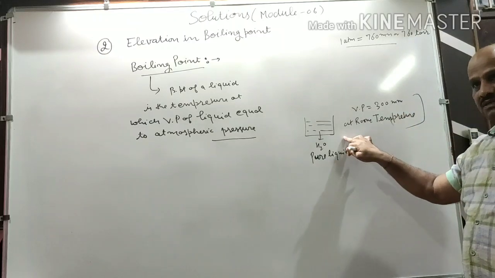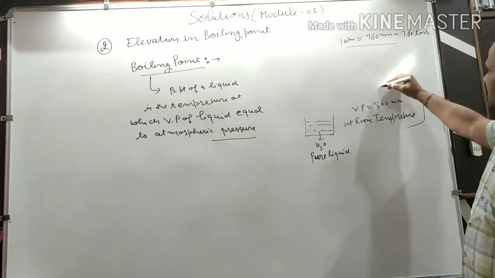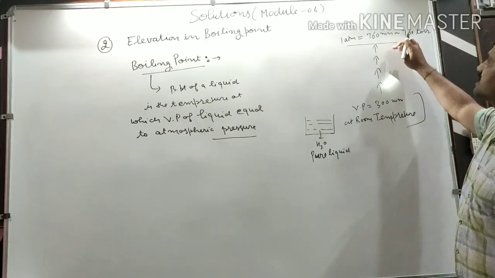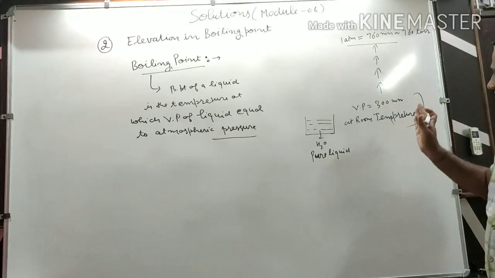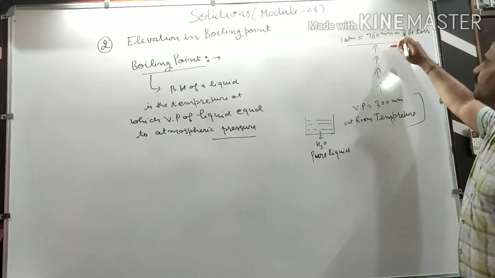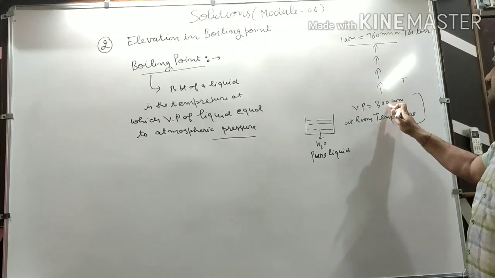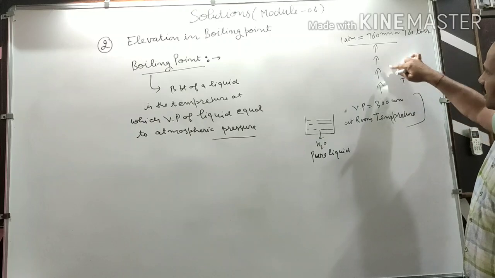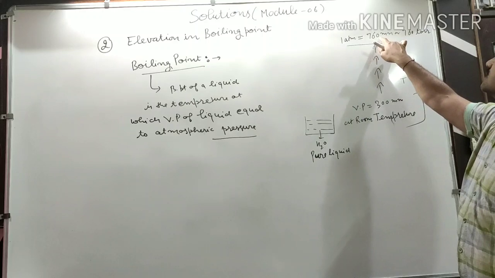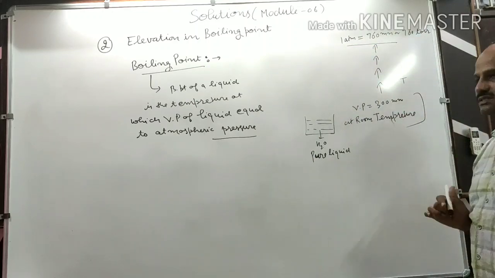Now at room temperature, water can't boil. For boiling it, the vapor pressure should reach 760. How is it possible? By increasing temperature. Now if we increase the temperature slowly, at one time this vapor pressure of water becomes equal to this atmospheric pressure. At that time boiling starts.